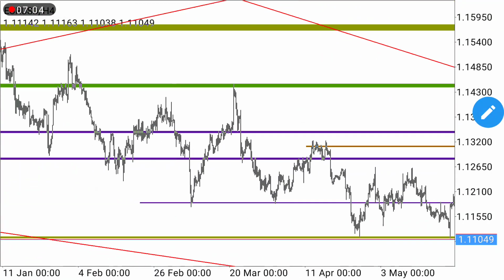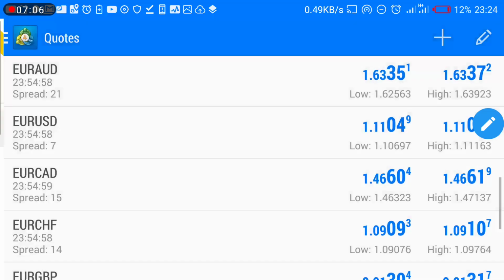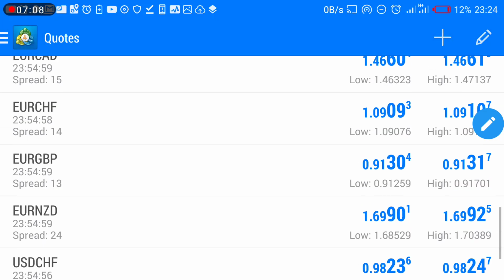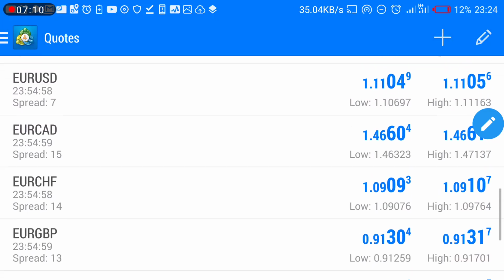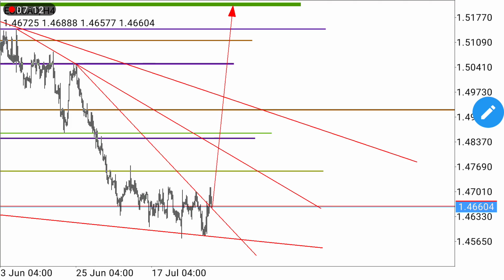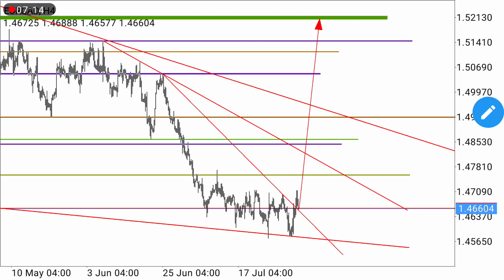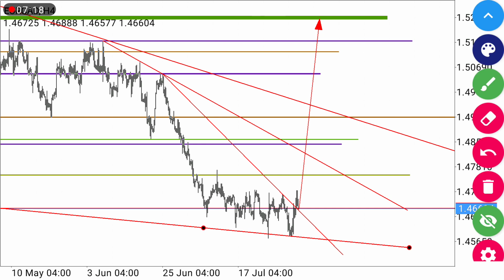Another pair which you're going to be focusing on apart from Euro USD is Euro CAD. And for Euro CAD for the coming week, we're going to be having a bullish direction. The reason behind is because the market has tried to consolidate for a long period of time now. It has reached this trend line and it has given us a good pullback. Now we're anticipating that it will continue moving up toward that targeted area.